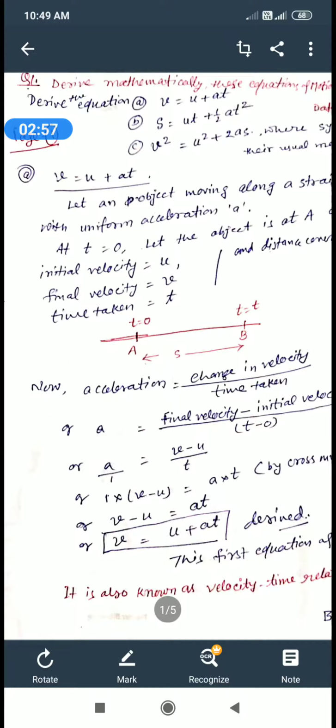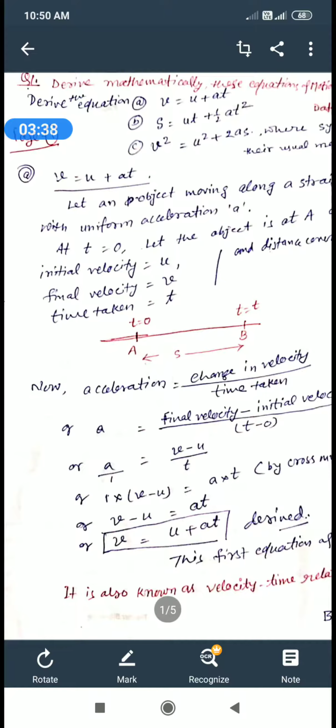So acceleration a is equal to final velocity minus initial velocity divided by t minus 0. Now a is equal to v minus u by t. This is the acceleration. We can use a is equal to v minus u by t to solve numerical problems, to find the uniform acceleration.